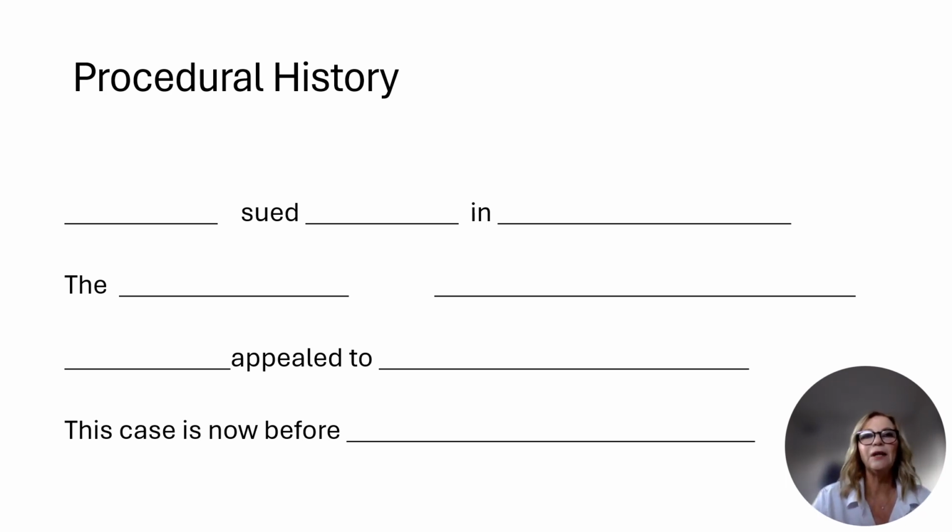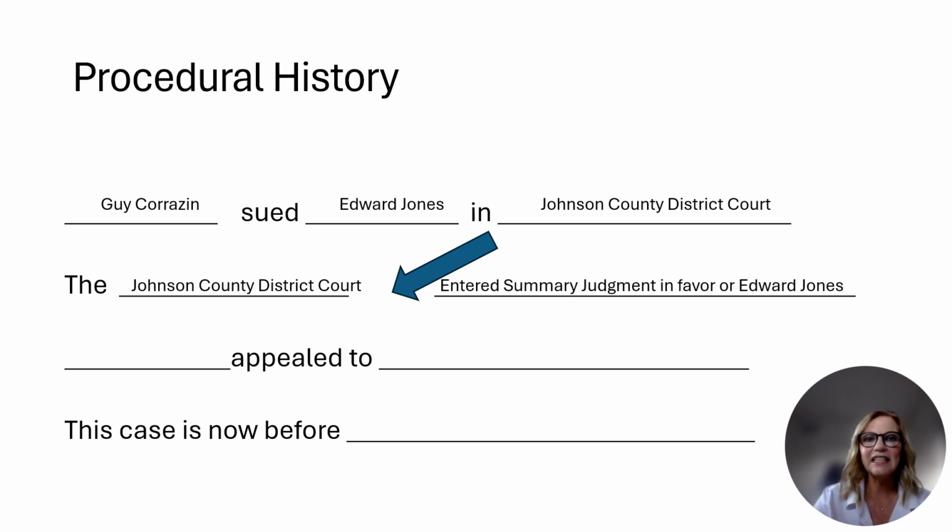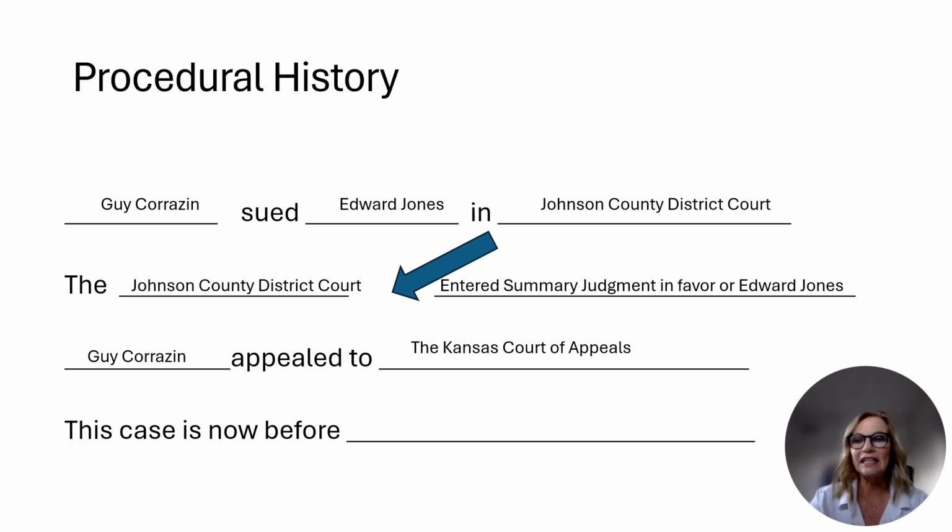You're always going to have somebody who sues somebody in a court, right? So in this case, we've got Guy Corrazin sues who? Edward Jones in Johnson County District Court, okay? Then we want to know what that court, Johnson County District Court, did. So you put in that court, and you're going to explain what they did. In this case, they entered summary judgment in favor of Edward Jones, right? So once they entered summary judgment, what happened? Somebody appealed, Guy, because it was in favor of Edward Jones. Guy appeals, and then where is it? The Kansas Court of Appeals.